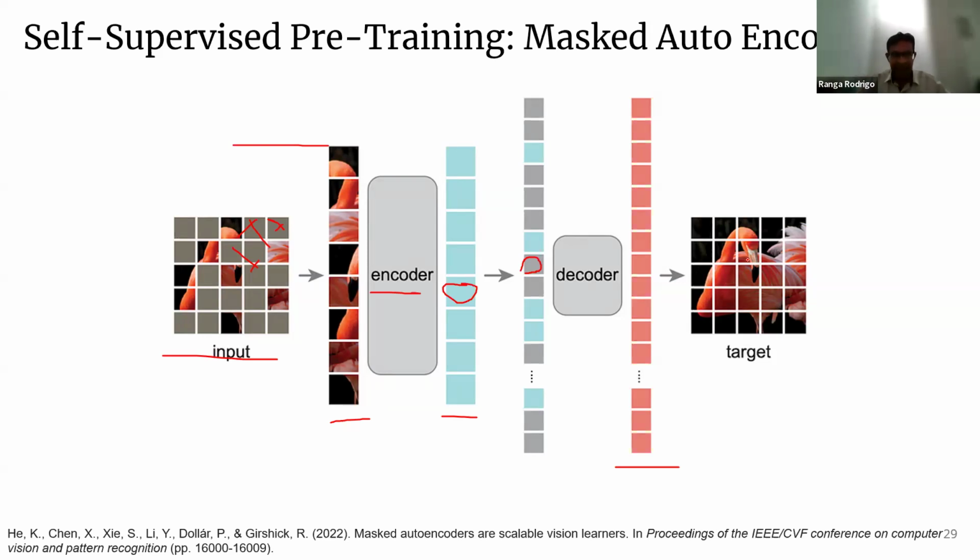Yeah, this is the so-called self-supervised pre-training of the masked autoencoder.